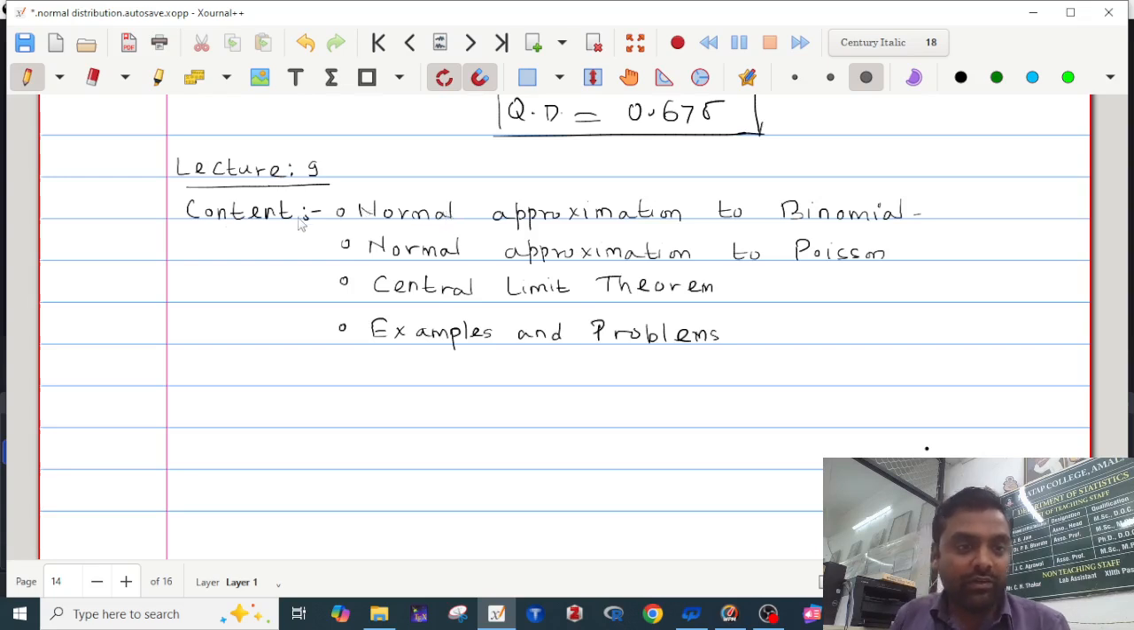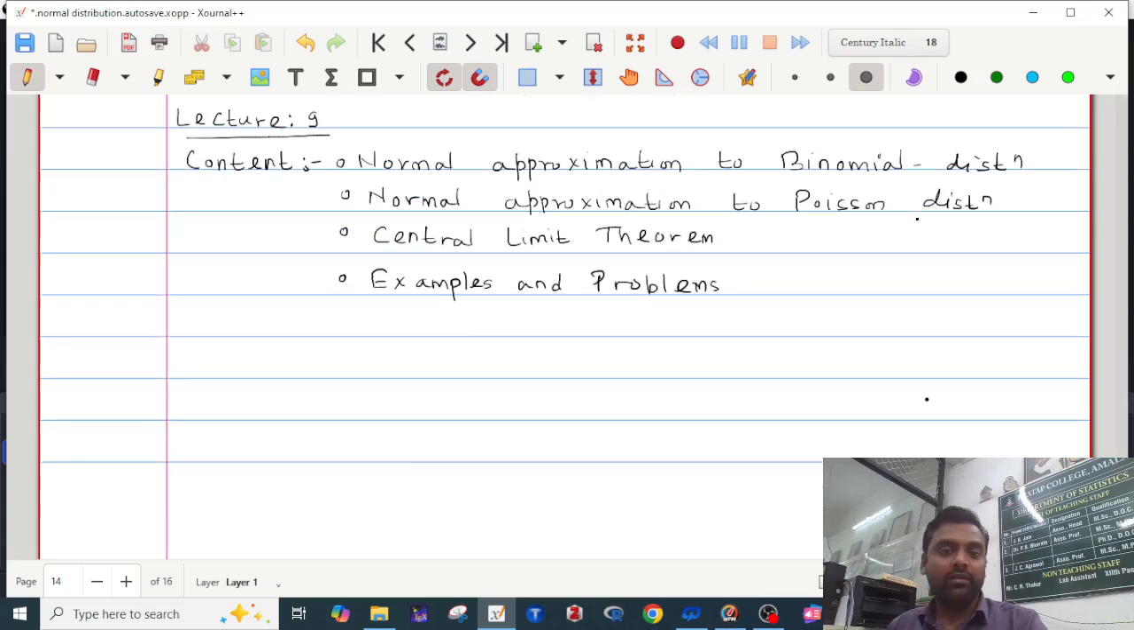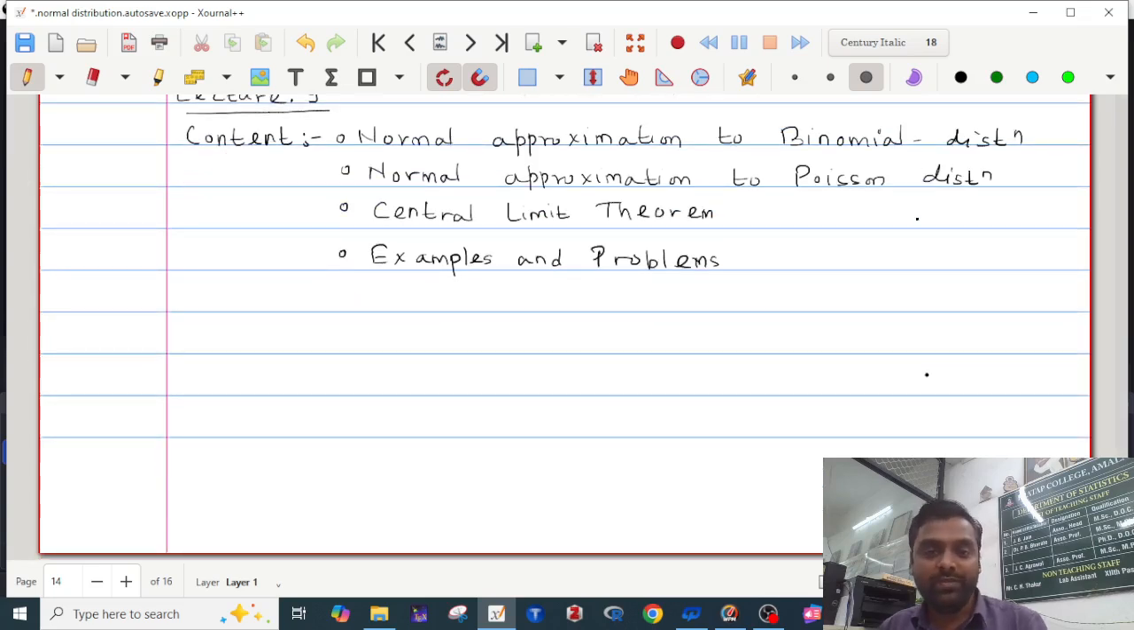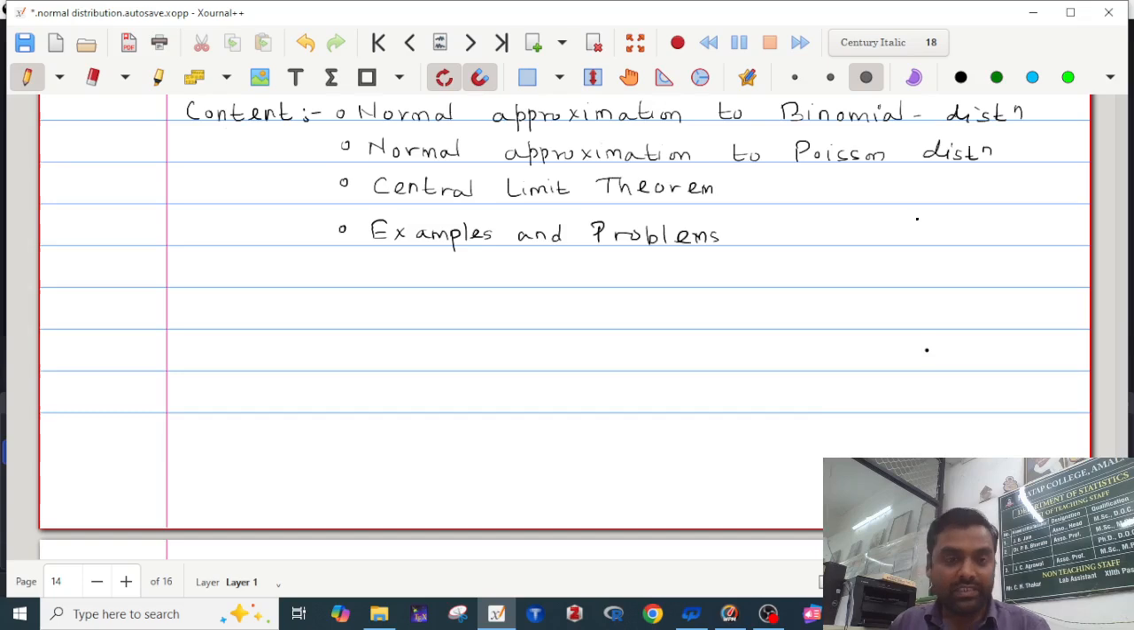The content of today's lecture is that we will learn normal approximation to binomial distribution, then normal approximation to Poisson distribution, then the central limit theorem, and we will solve some examples and problems based on the normal distribution. So let's start the session.